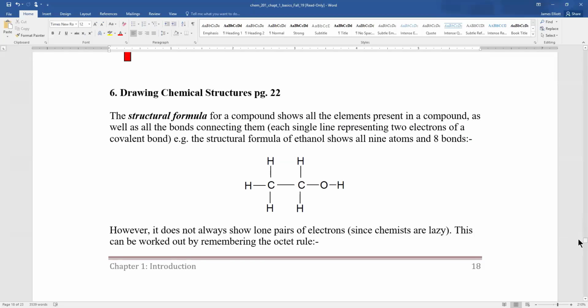sp3 when it's all single bonds around the carbon, sp2 when there's a double bond, so normally alkenes, and then sp when it's a triple bond in the molecule, so normally alkynes, or maybe a carbon atom with 2 separate double bonds.